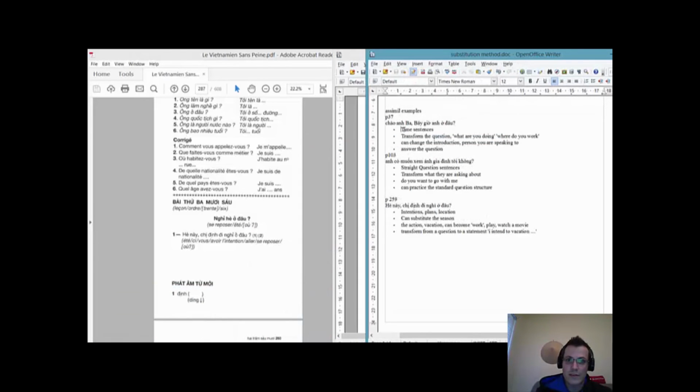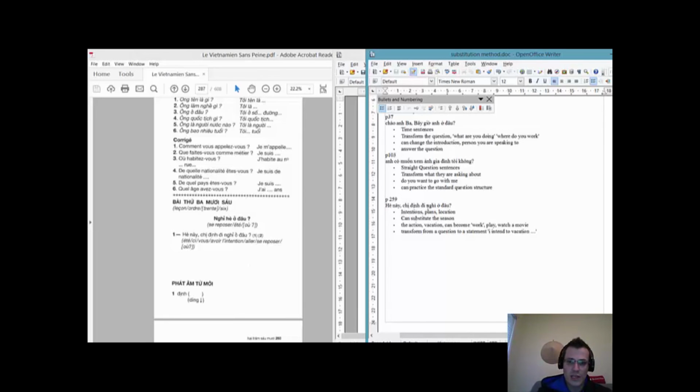So here I've written it down. You can change it to a time sentence. You can transform the question, what are you doing, to where do you work. You can change the introduction, the person you're speaking to. You could even answer the questions. You can just practice the straight question sentences by transforming what they're asking about. Do you want to go with me? Do you like this? Do you like that? And you can practice the standard structure of the questions that way.